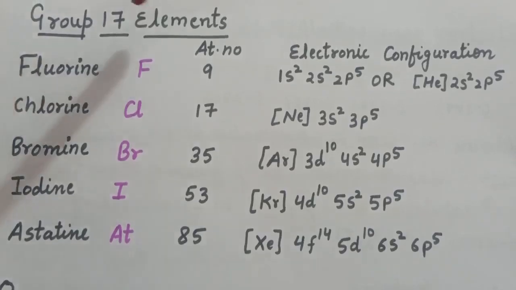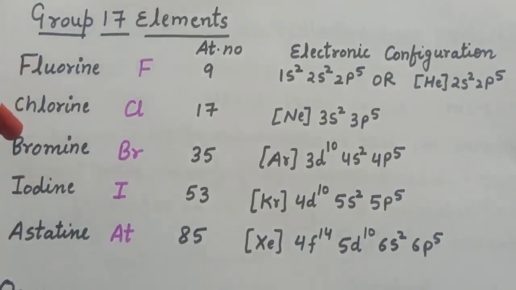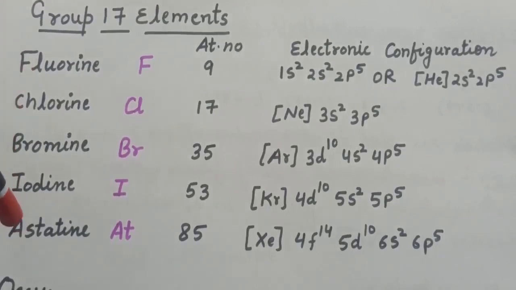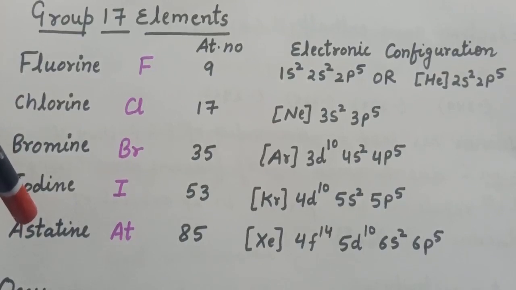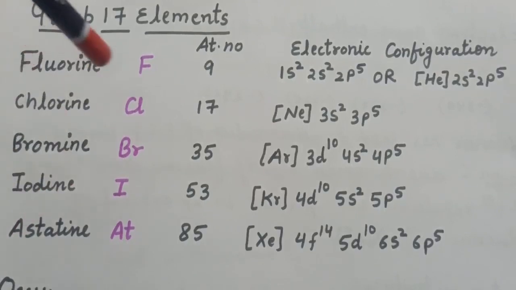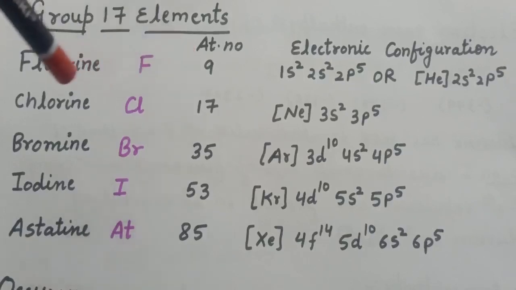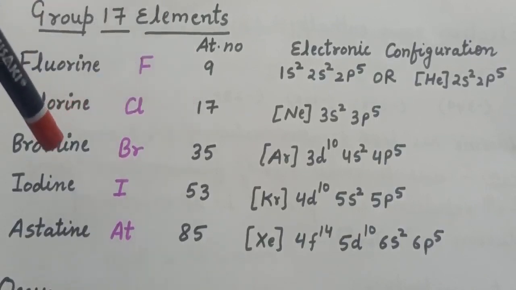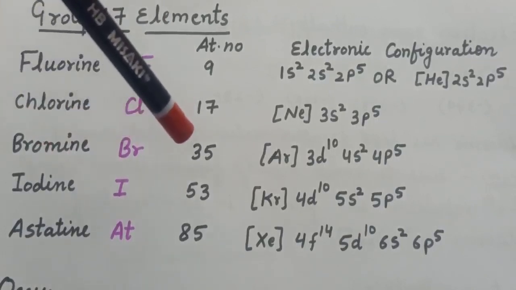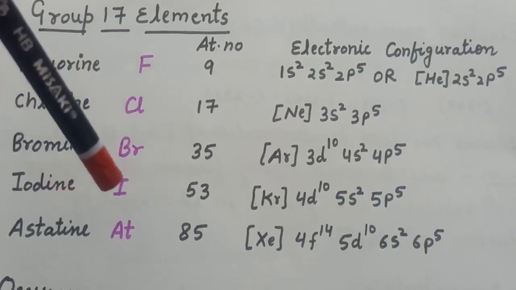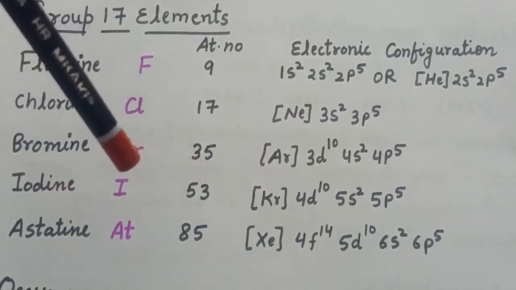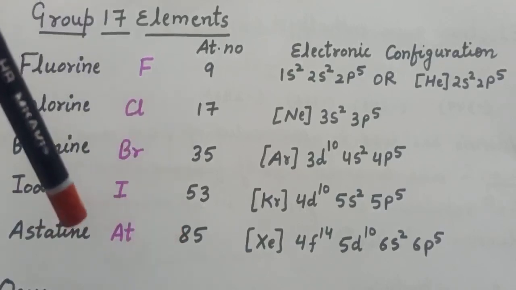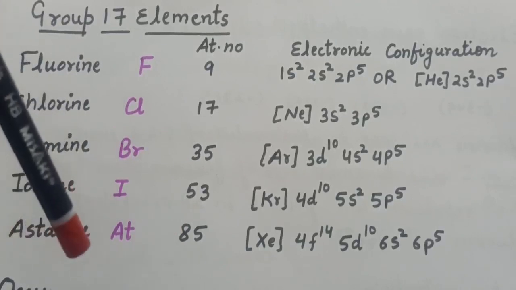So group 17th elements: fluorine, chlorine, bromine, iodine, astatine are the members of group 17th, and they are collectively known as the halogens. The symbol for fluorine is F and the atomic number is 9. For chlorine, the symbol is Cl and the atomic number is 17. For bromine, it is Br and the atomic number is 35. For iodine, it is I and the atomic number is 53. And for astatine, At is the symbol and the atomic number is 85. And this astatine is a radioactive element.